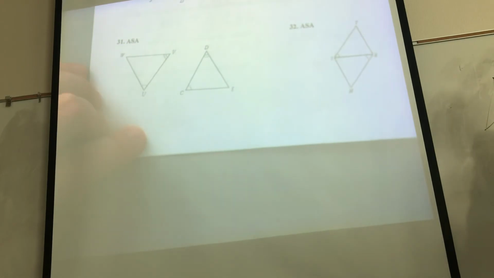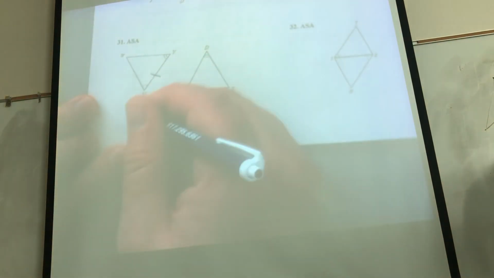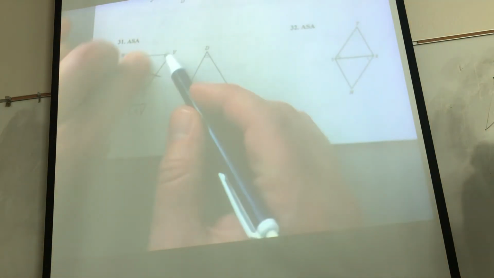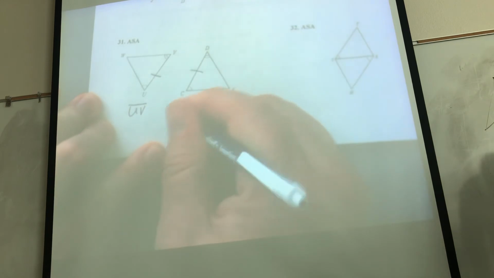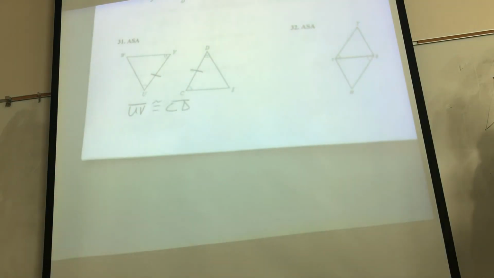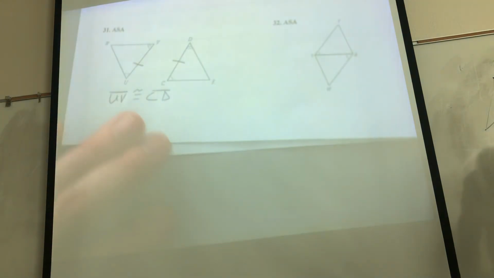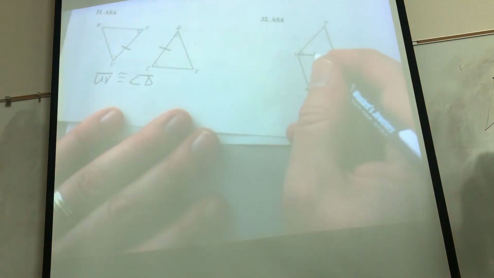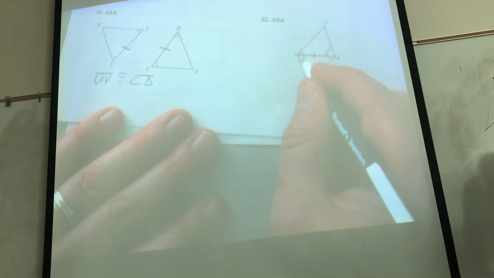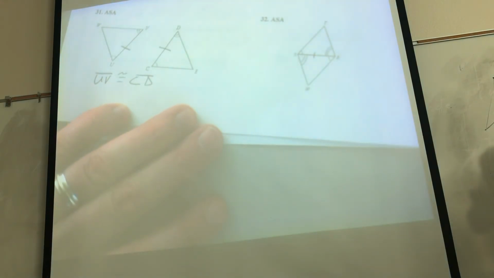Angle, side, angle here, again, it needs to be the side that touches both of those angles. UV is what I'm going to go with, because it goes from 1 hash mark to 2. So then CD is what I'm going to go with on this other one, because it goes from 1 to 2. And then angle, side, angle, we know this side's already congruent, so we need, this would be 2 marks here, this would be 2 marks here.